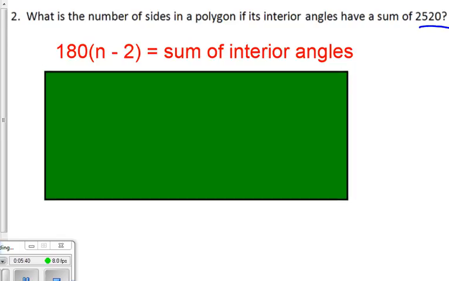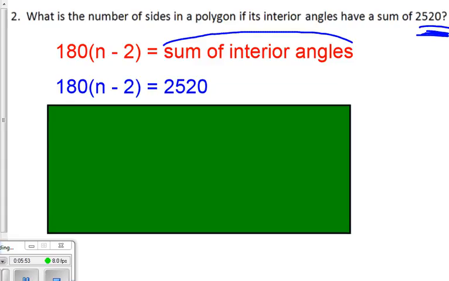Remember, our original formula said 180 times n minus 2 equals the sum of the interior angles. Well, we know the sum. That's this piece right here. They gave us that one. So we just replace it right there. We substitute it in. 180 times the amount, n minus 2, equals 2,520.